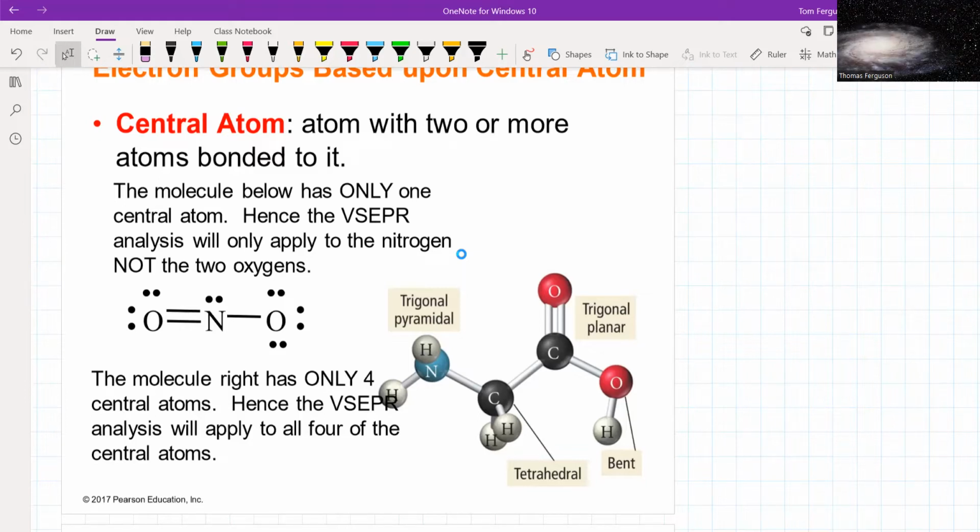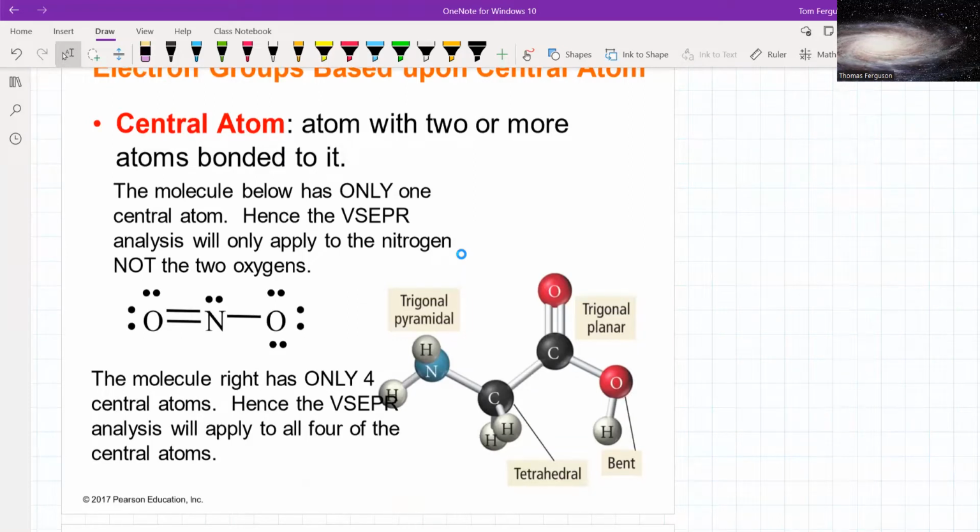Okay, we're going to look at this amino acid, actually. This is called glycine. So how many central atoms are there? Well, the hydrogens never are central atoms because they can only have 1 bond. Halogens can only have 1 bond, so they're never central atoms. Everything else can bond twice.